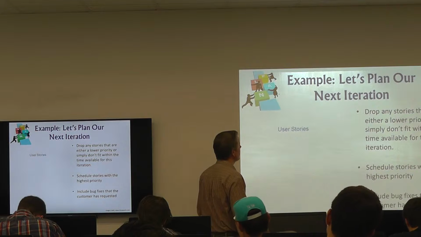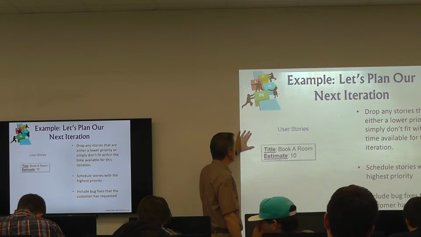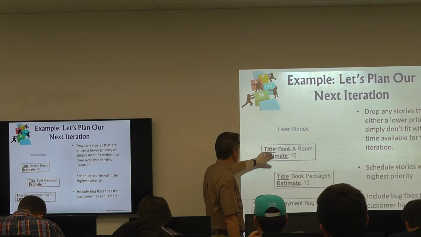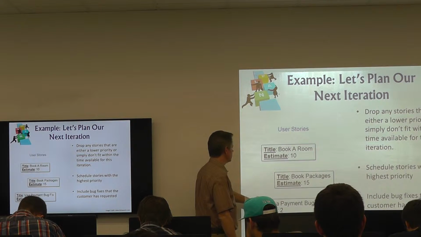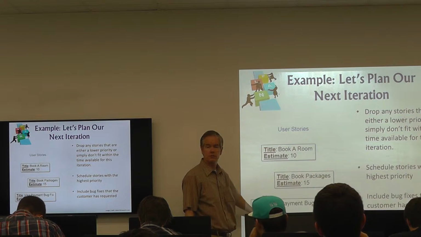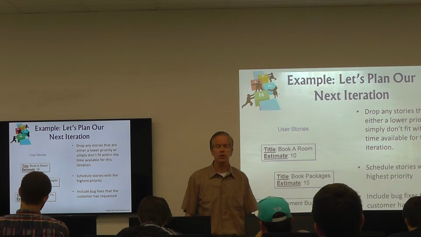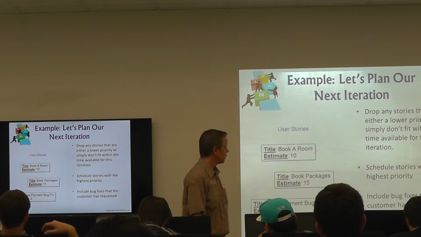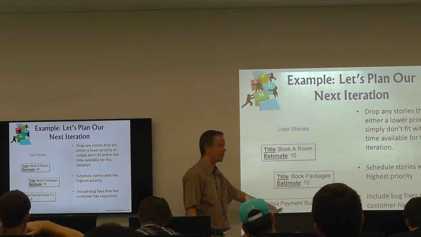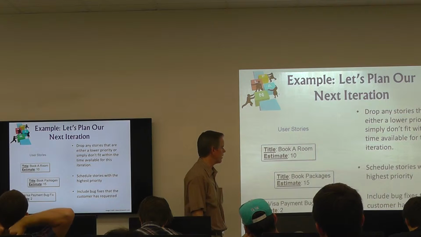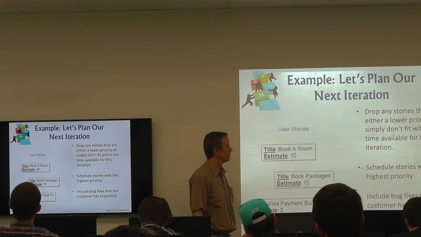But now we want to go ahead and plan our next iteration. We've got a bunch of user stories here. What do we got? We've got at least 3 here. Book a room, book a package, Visa payment bug fix. Oops, we don't know about that one, did we? So apparently when you implemented your Visa payment code, you screwed up. But it's not that big of a screw up because there's just like, what, 2 hours or 2 days or something like that worth of effort there.